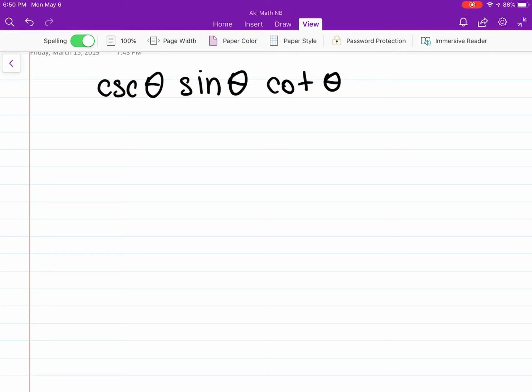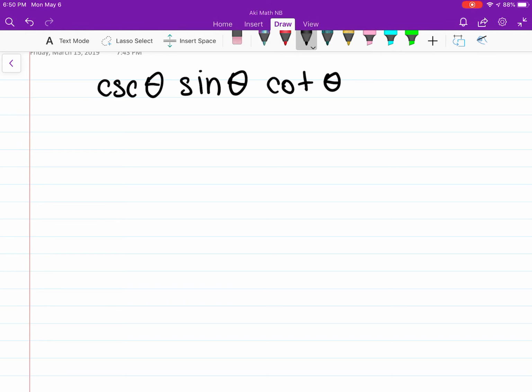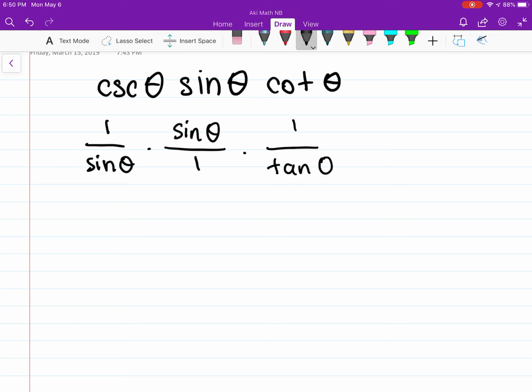Okay. So what is cosecant theta equivalent to? 1 over sine theta. Yes, good. Times, or should I leave sine theta? Yeah, times. Should I simplify it? Yeah, so what's the first simplification that you can do?